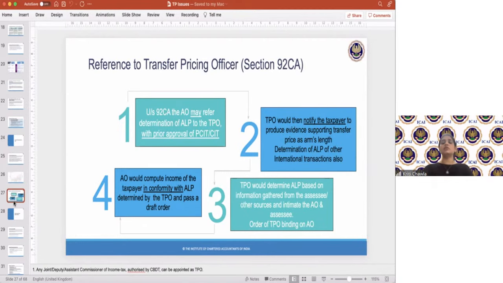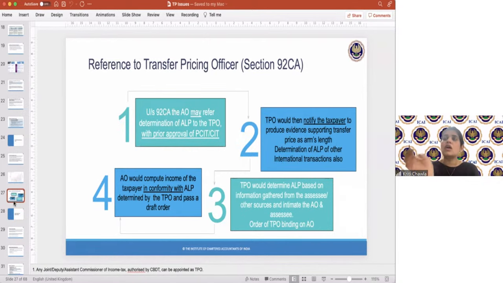Then what the TPO does is, with all the information that they've received from the taxpayer, and more additional information, they will determine the ALP, and they will intimate the assessing officer and the taxpayer both. Now, this order of the TPO, how they have determined the ALP, that will be binding on the AO.